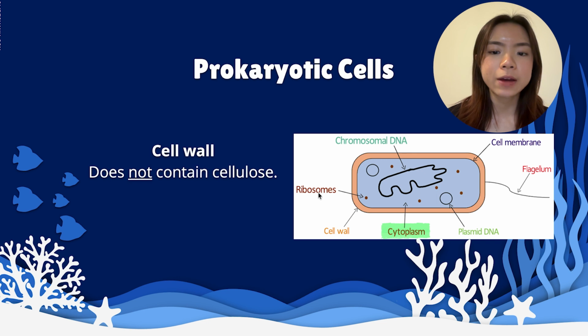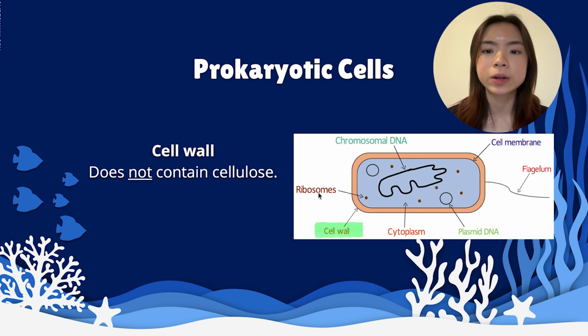So bacteria have cytoplasm and cell membrane. So the cytoplasm and the cell membrane are also seen in eukaryotic cells. And these are surrounded by the cell wall. So the cell wall is a bit different to what we know from plant cells, because the ones in plant cells are made of cellulose. So these ones do not contain cellulose.